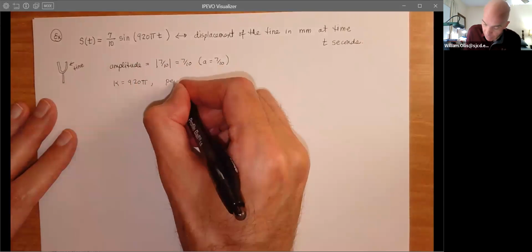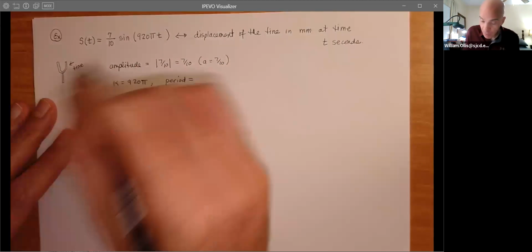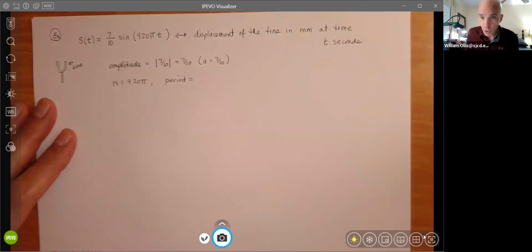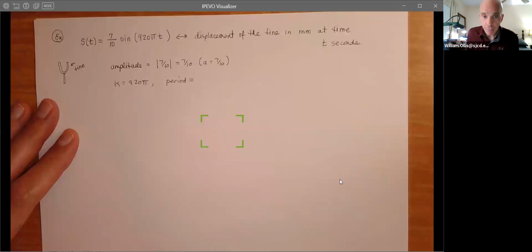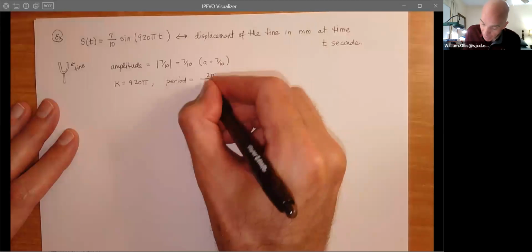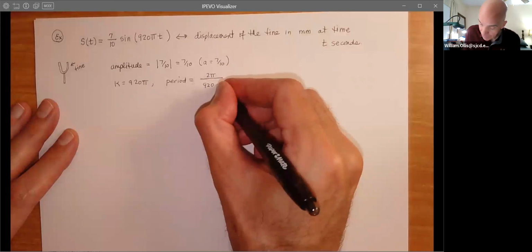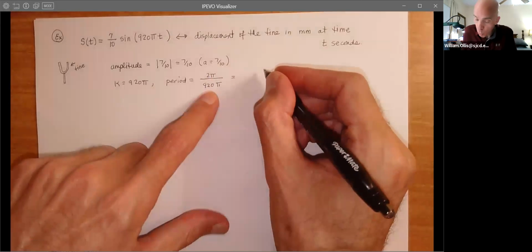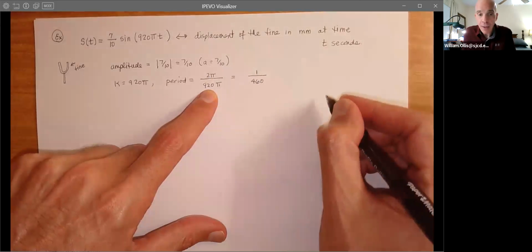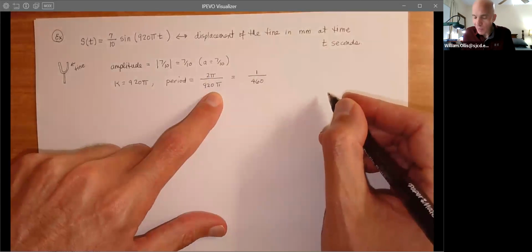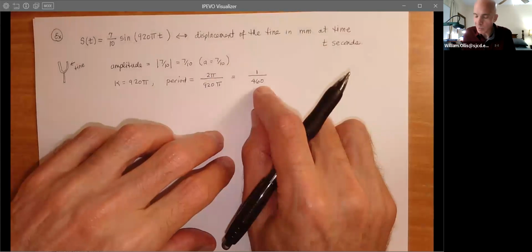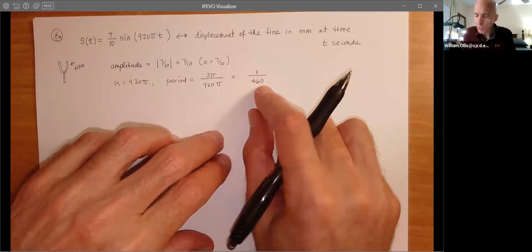So the period: remember, the smallest positive number for which the sine and cosine functions are periodic is 2 pi. So now we get 2 pi divided by 920 pi. The pi's cancel, and that'll just give us 1 over 460. So you're thinking, the period, wow, that's small. That's a very small period, ladies and gentlemen. Interesting. We'll work more with this.